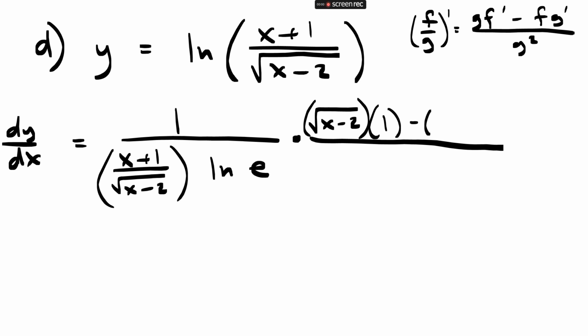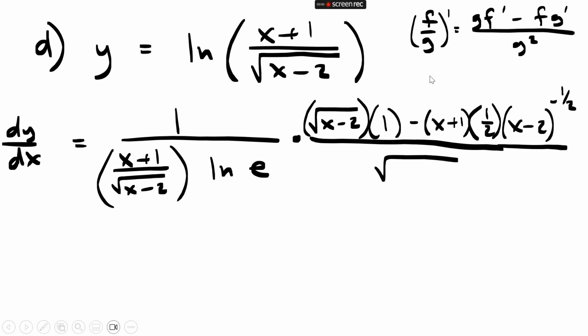Minus. We have the top function now, f. Okay, here's where the fun begins. Square root of x minus 2. 1/2, right? Because the derivative of a square root is really just 1/2. It's 1/2 x minus 2 to the negative 1/2, times the derivative of the inside, which is just 1. So really nothing else beyond there, okay? Over the bottom, and now it is squared.